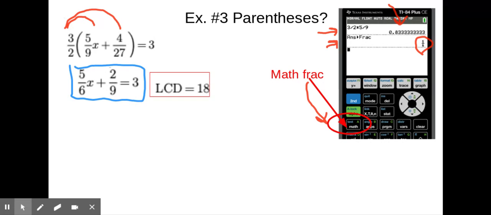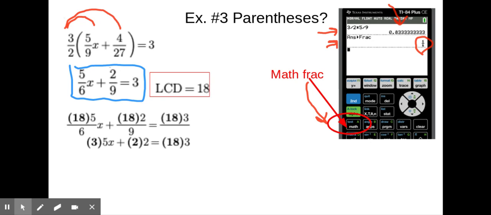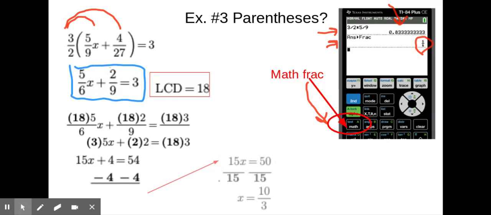We find the LCD, which is 18. 6 times 3 is 18. 9 times 2 is 18. Multiply through by 18. Simplify. Simplify again. Subtract 4 from both sides. Divide by 15. And if you want, you have 50 over 15, which can be reduced.